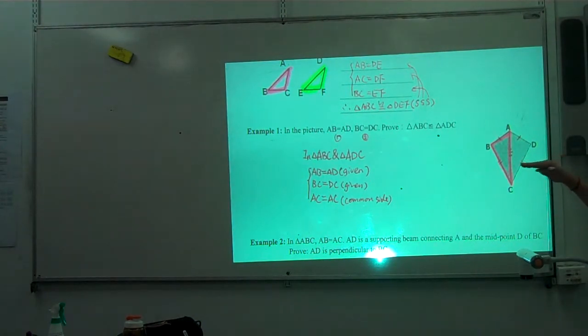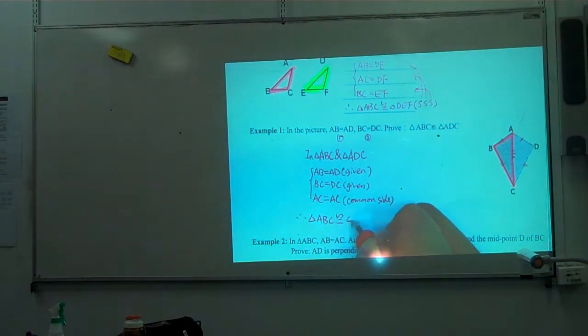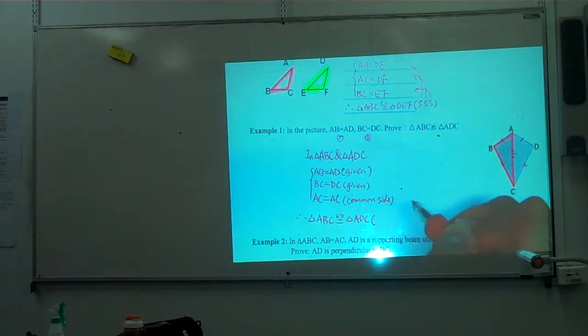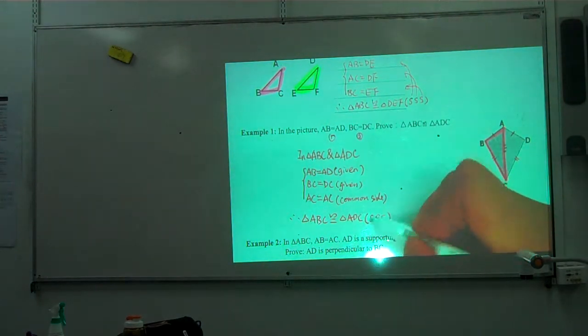Now I have prepared 3 sentences, and that is my body paragraph. What is the last sentence you have to write? The last paragraph. Conclusion. Don't forget. Therefore, triangle ABC is congruent to triangle ADC. Restate. The reason is side, side, side. And then you can double check that. Like I said, you don't have to write the error, but I recommend you check that.